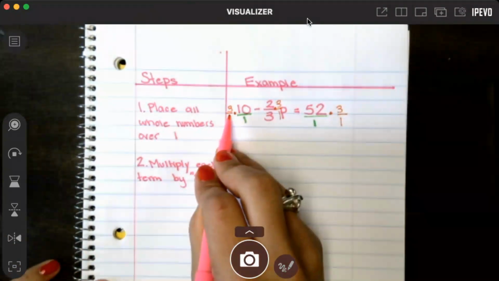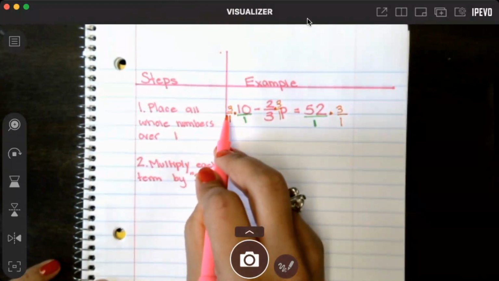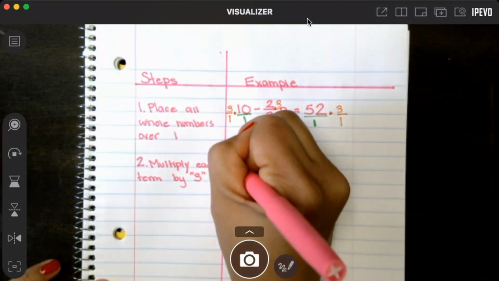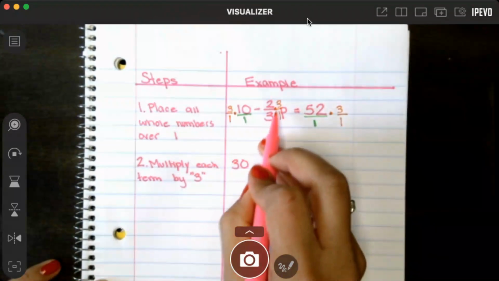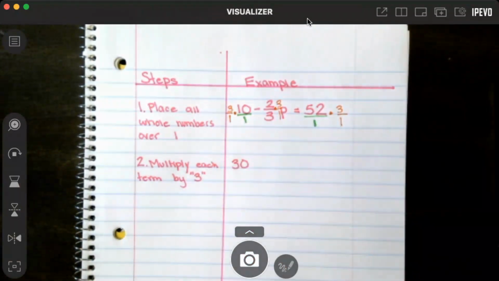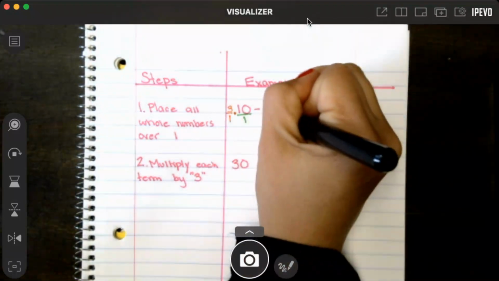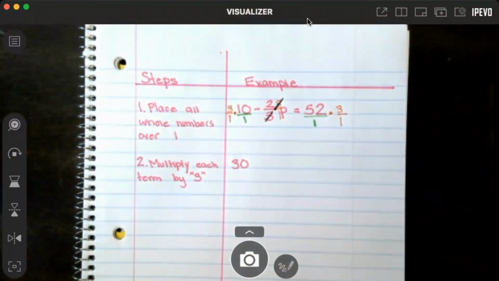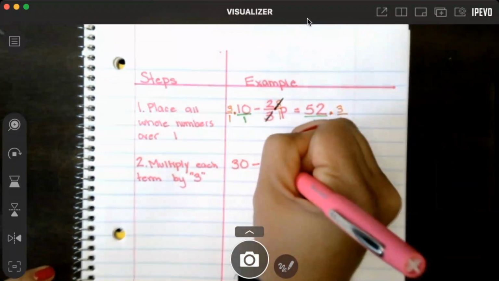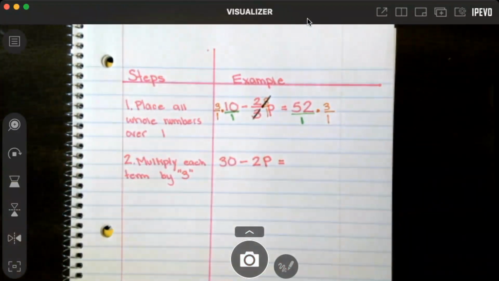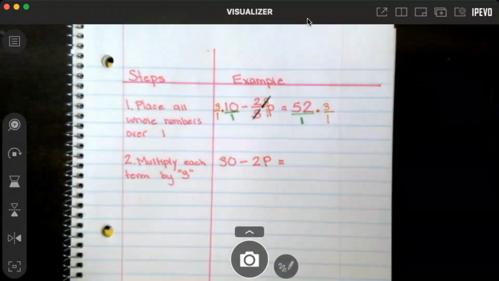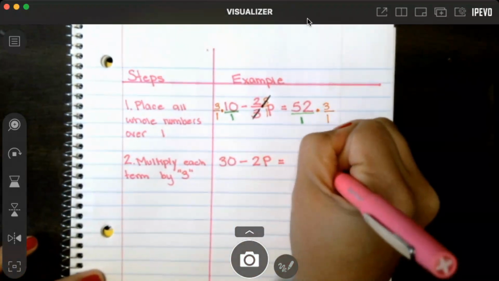When we multiply 3 over 1 times 10 over 1, that's just like multiplying 3 times 10. So here we would have 30. When we multiply negative 2/3 times 3 over 1, this is where the magic happens. This is where the 3's cancel out. So you just have negative 2 times p, or minus 2p left. There goes the fraction. Equals, and then we have our 52 over 1 times 3 over 1, which is just 52 times 3, which would be 156.